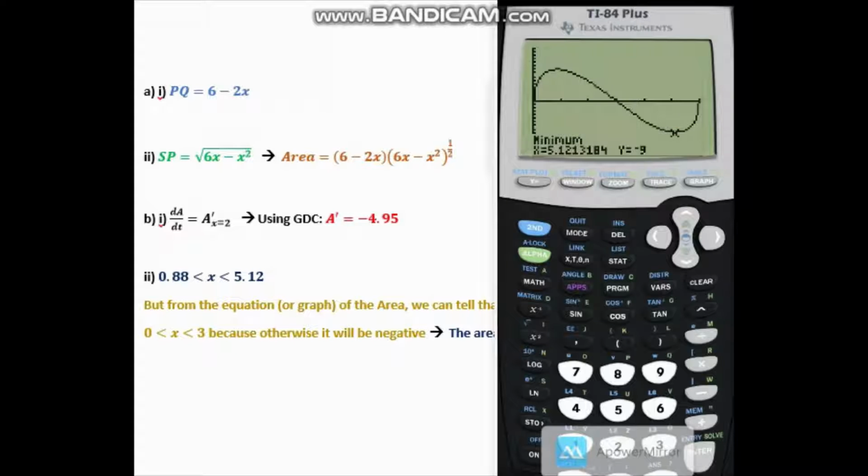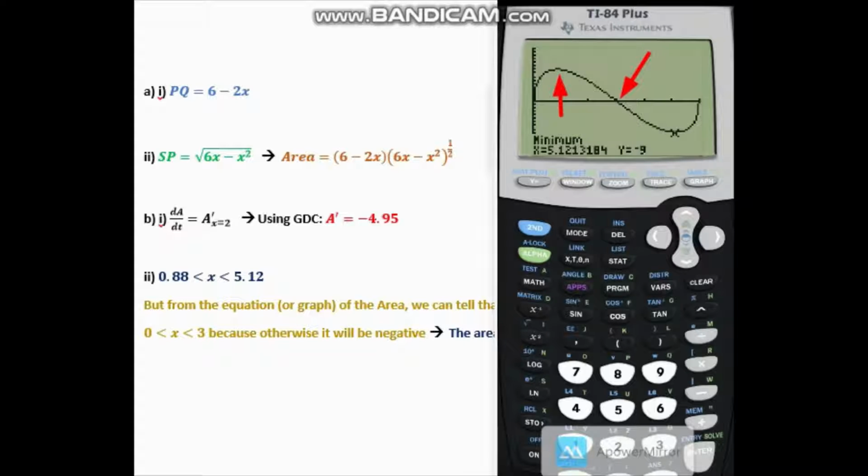So you would be expected to provide this answer in the exam, but this is not the correct answer, unfortunately, because even though graphically the function is decreasing from 0.88 to 5.12, realistically speaking, there is no such thing as a negative area. So after this point, the graph is irrelevant because the area does not exist in negative values. Hence, the part where the area is actually decreasing is from this maximum point up until this point where the area becomes 0. And this point is at x equals 3.